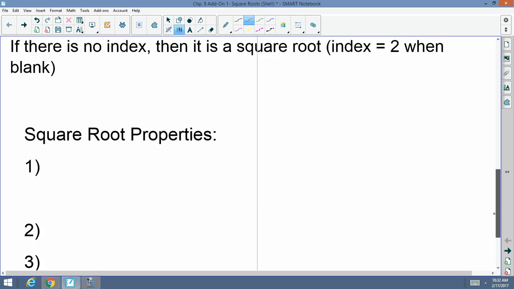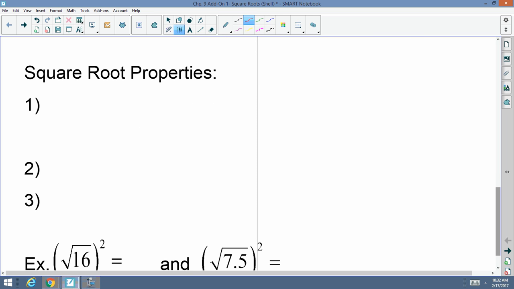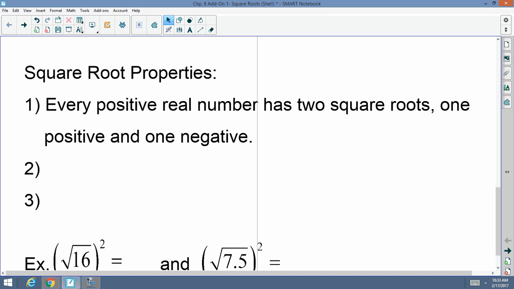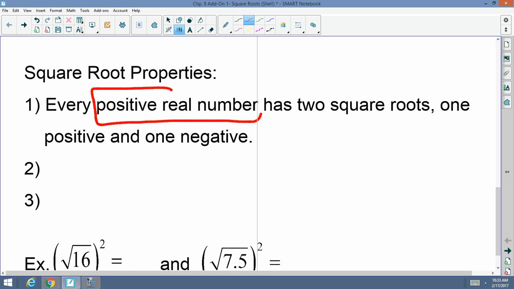Now, we have some square root properties. Number 1, every positive real number has 2 square roots, one positive and one negative, period. But look at what this says: every positive real number. It may not be a perfect square, but you're going to have a positive and a negative root. It doesn't matter if it's a perfect square or not.